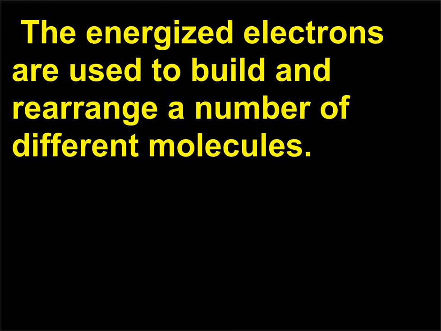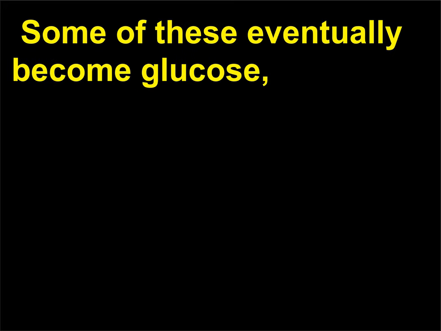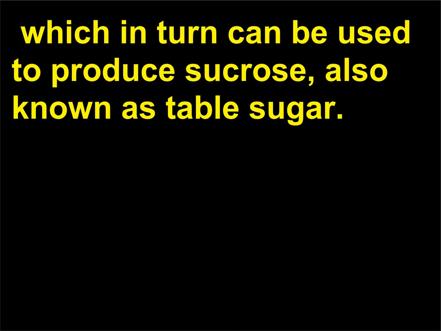The energized electrons are used to build and rearrange a number of different molecules. Some of these eventually become glucose, which in turn can be used to produce sucrose, also known as table sugar.